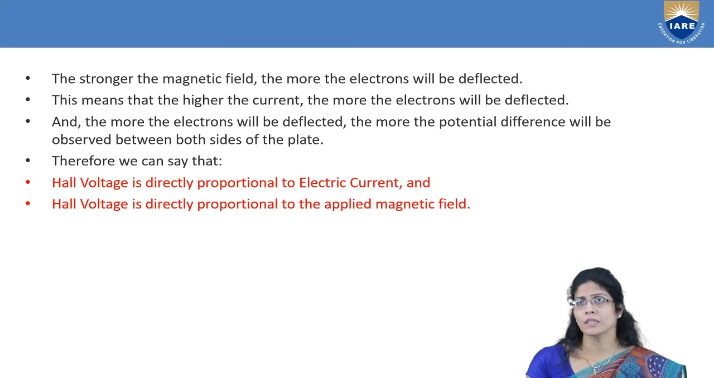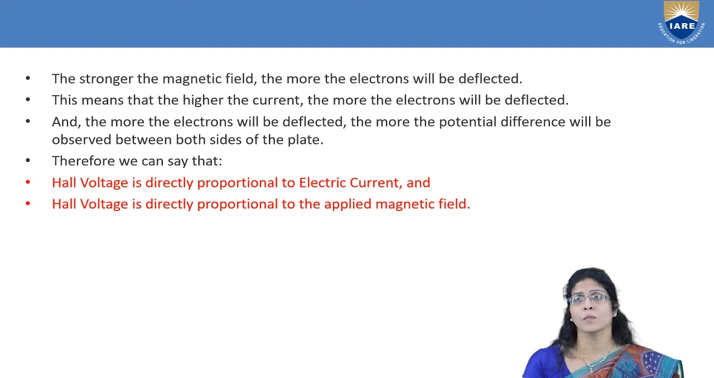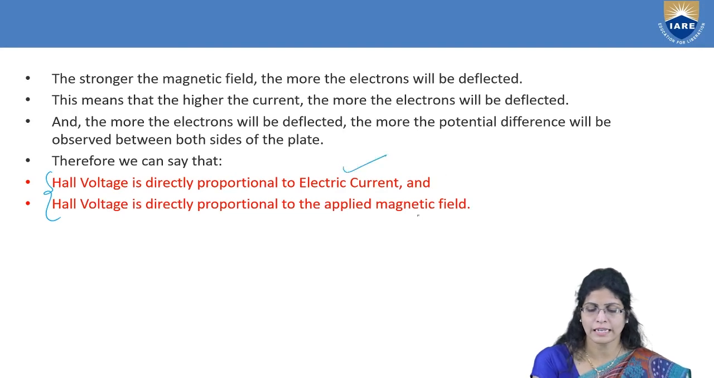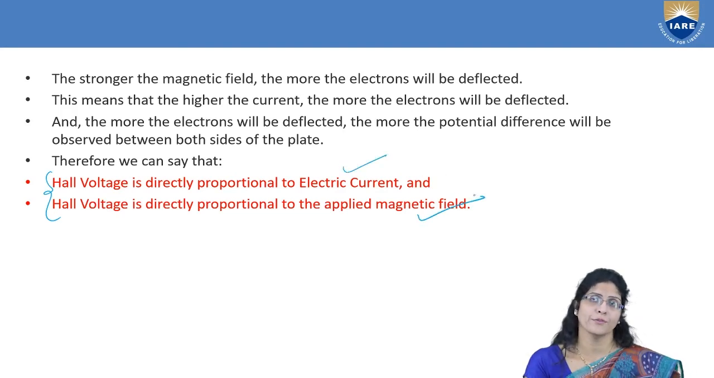It means that the more the potential difference, in the sense the more the voltage, you can observe between both sides of the plate. So the Hall effect is directly proportional to the current: the more the current, the more the electrons are deflected. And you need to apply more magnetic field as well. Hence the Hall voltage is directly proportional to the electric current and the applied magnetic field.